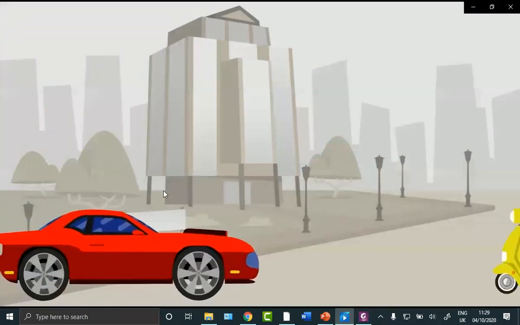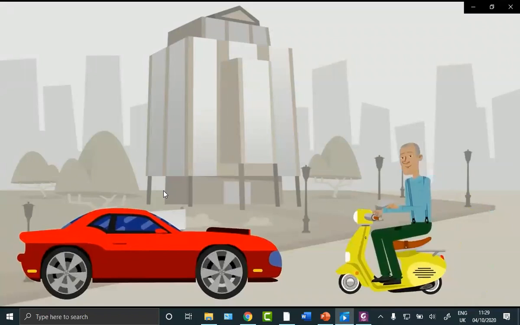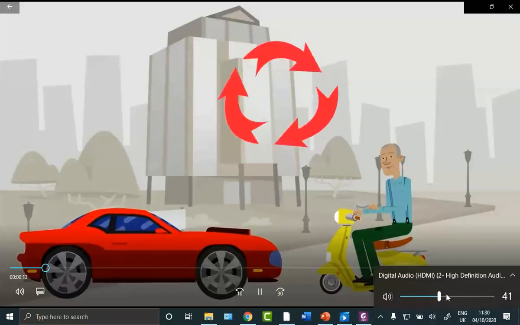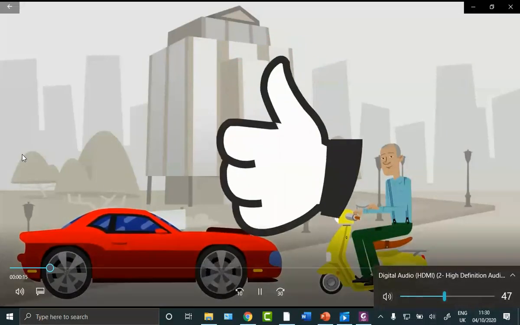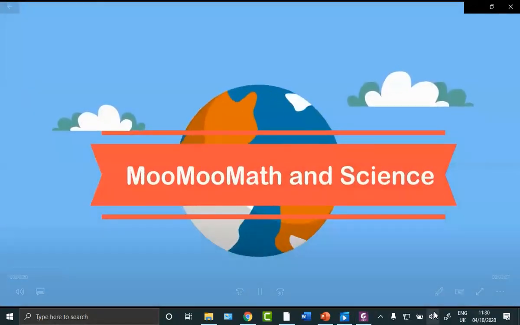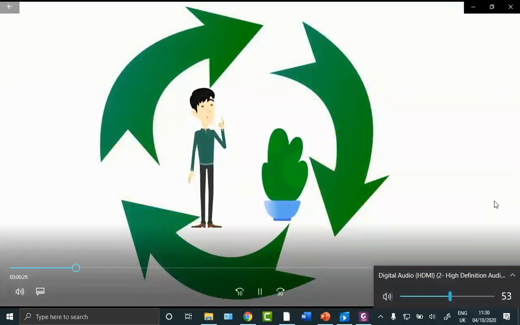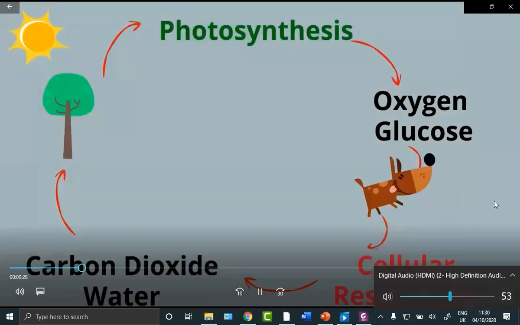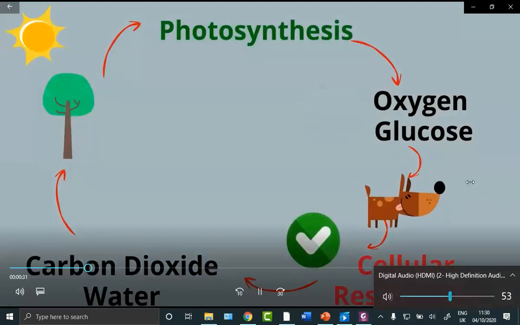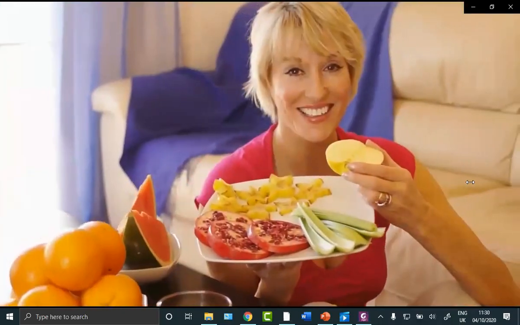Car exhaust could be used as fuel for your motorcycle, and the motorcycle's exhaust could be used as fuel for your car. You would have a nice cycle in which both the car and the motorcycle benefited. Welcome to Mumu Math and Science and the relationship between photosynthesis and cellular respiration. Photosynthesis and cellular respiration have a similar relationship. The waste product of photosynthesis is used in cellular respiration, and the waste product of respiration is used for fuel in photosynthesis. In order to stay alive, we need to eat.